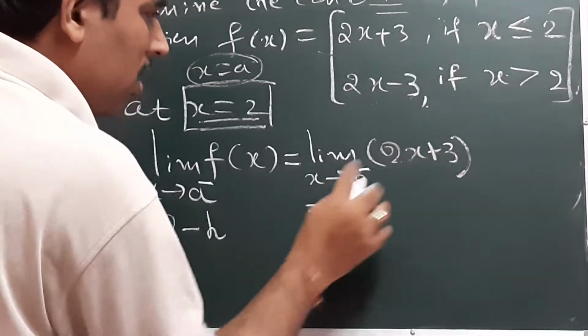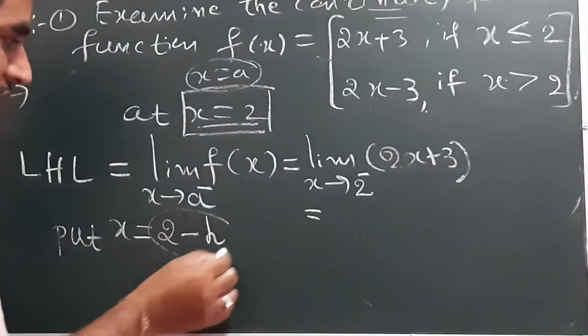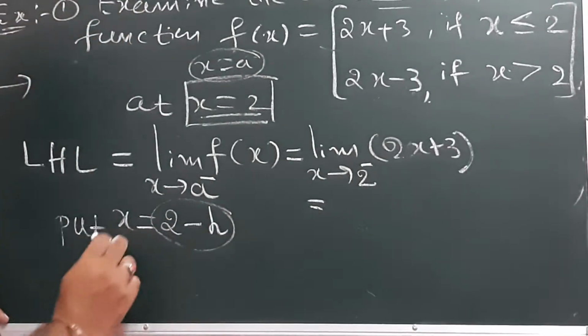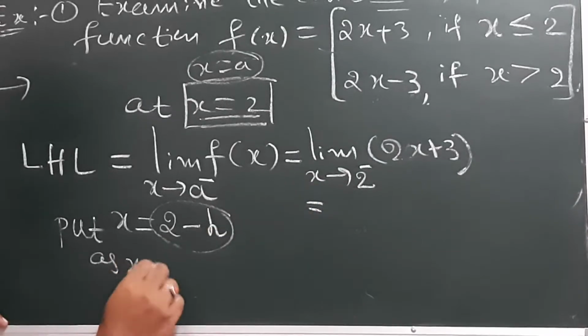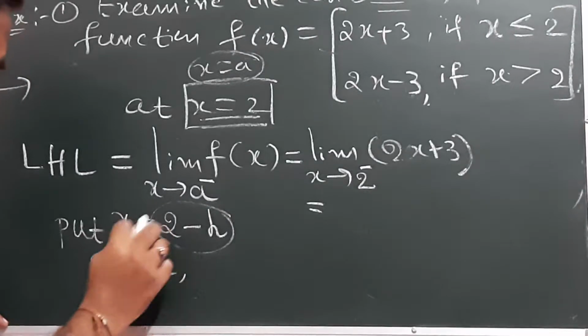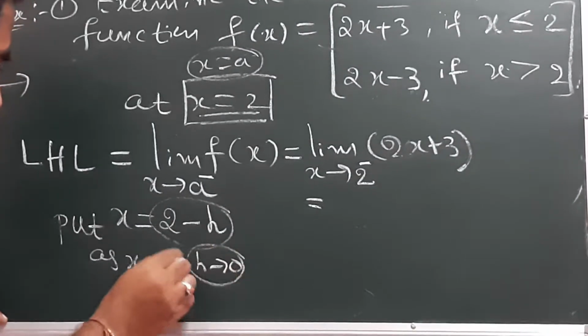Then here, instead of x, we have to put 2 minus h, where h is a positive quantity. As x tends to 2, if I put 2 here, the 2s cancel, so h tends to 0. So you concentrate on this.